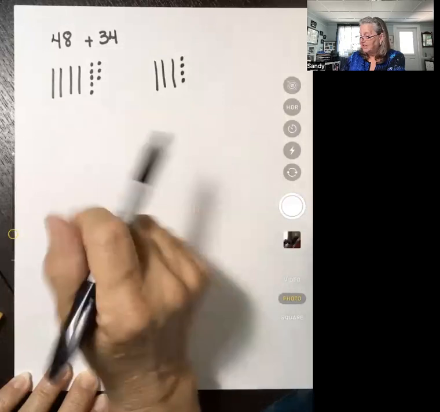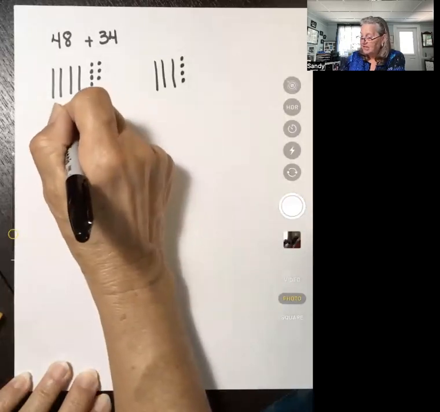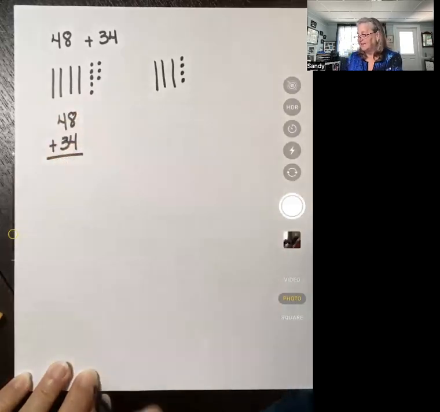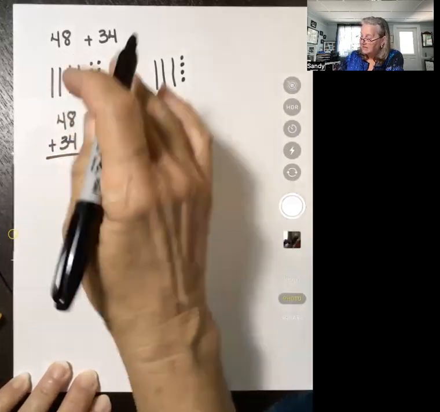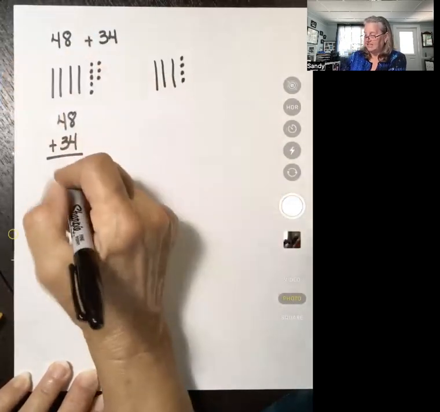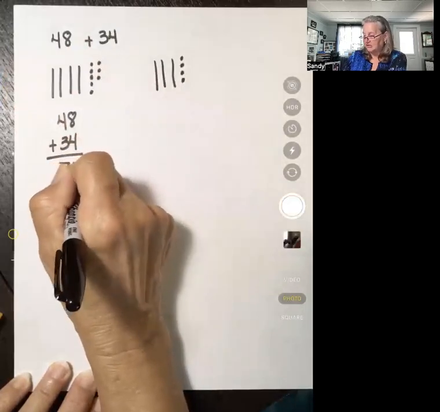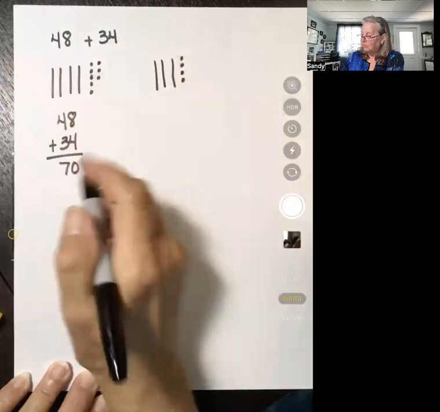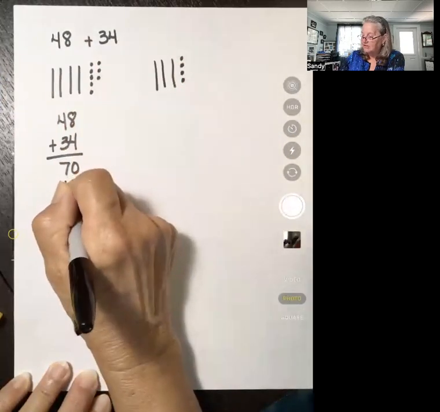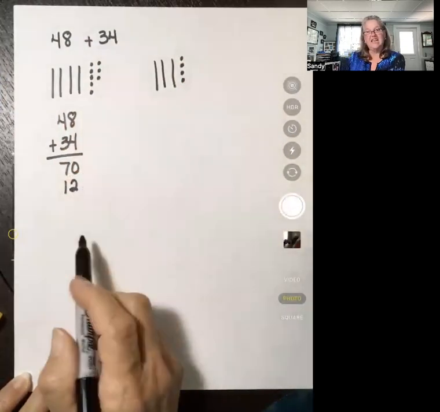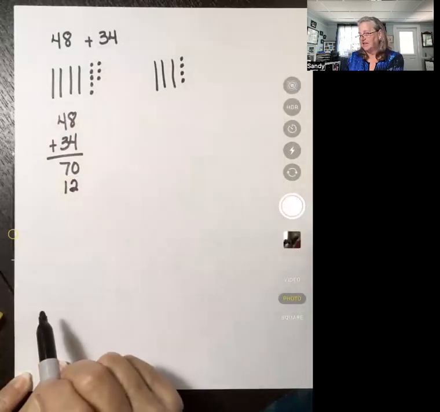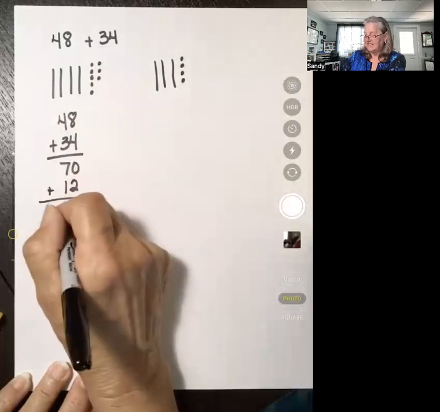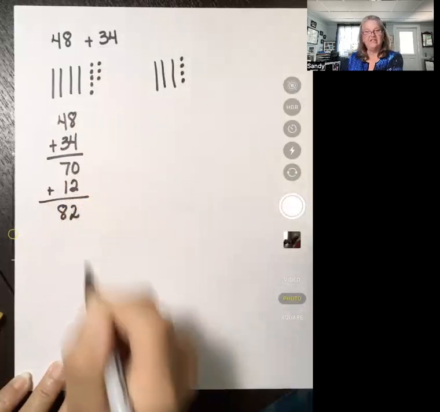Notice what I'm doing. If we look at partial sums, what am I combining? I'm combining the 4 tens and the 3 tens, so I get 7 tens or 70. I'm combining the 8 ones and the 4 ones, which gives me 12 ones, or another way to think of it is a 10 and 2 ones. And then I can go ahead and add, 70 and 10 is 80, and I end up with 82.